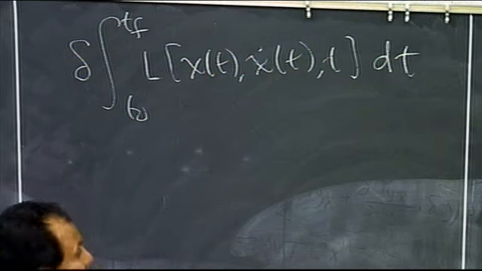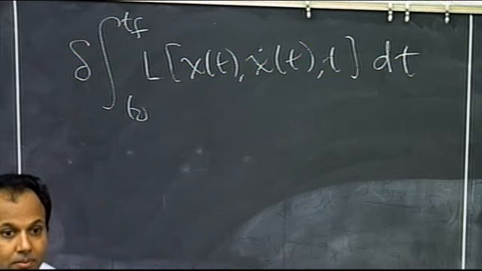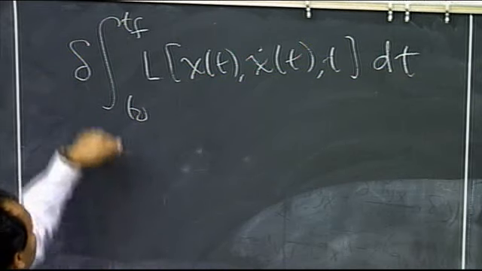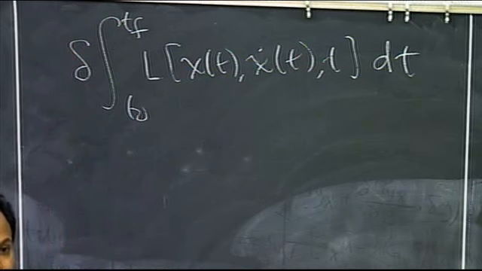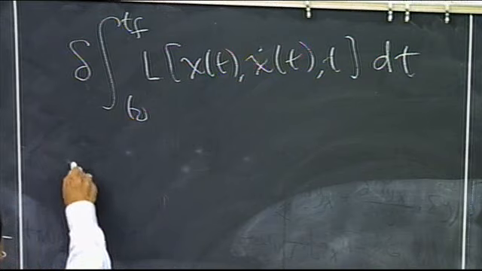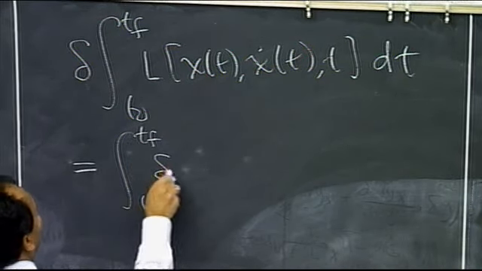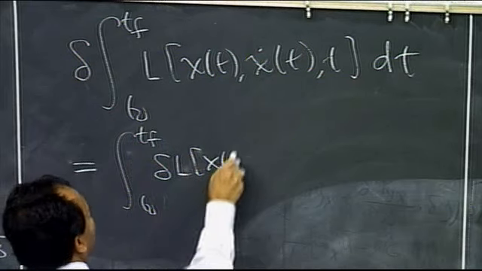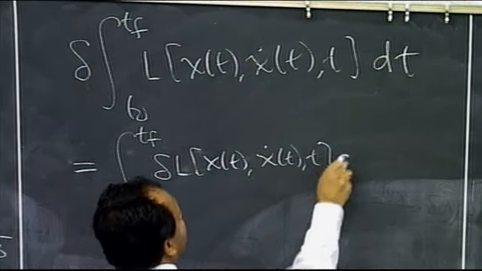I told you that they were fixed, right? So they can't vary. So what can I do with this variation mathematically? It doesn't affect the endpoints of the integral. What can I do? I can move it inside to the integral, right? So this is equal to the integral from t0 to tf of the variation in L of x of t, x dot of t, and t dt.